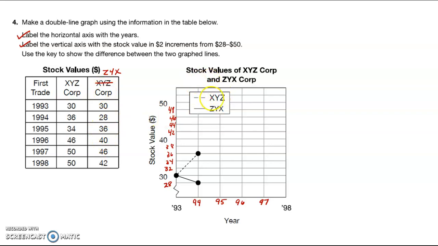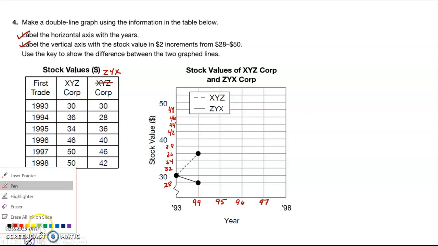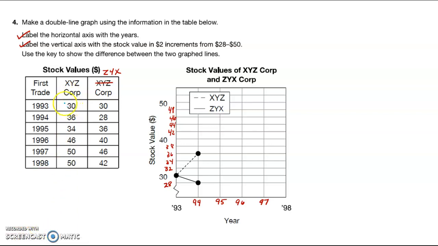And what I'm going to do is I'm going to go ahead and plot your XYZ and you're going to plot ZYX. And you'll have to actually plot both of them on your investigation. But right now we're going to do one at a time. So XYZ is here. So I know in 1993 we were at 30. So good. They've got that first one for you. So we did that. In 94, I'm at 36. So this is 94. There's 36. This is my dashed line.